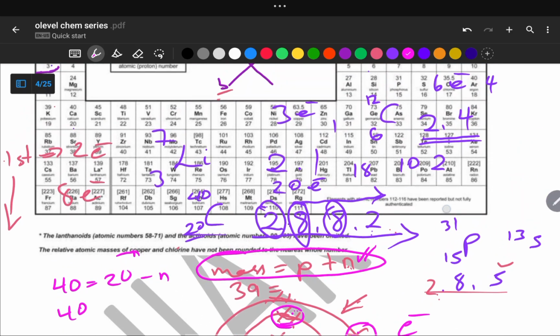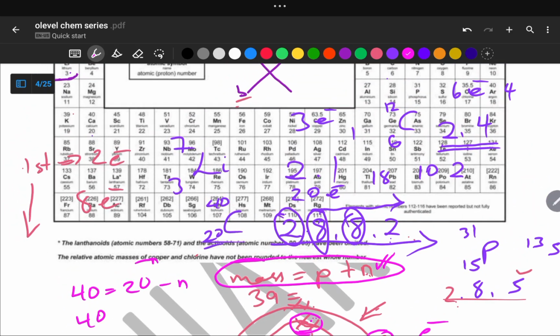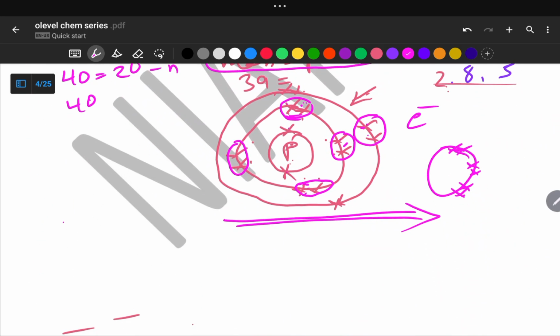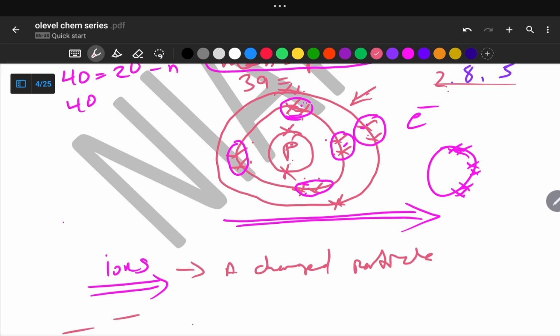So as you can see, we have done electronic configuration. We have explained the nuclear notation. You need to take note on that one, right? So we are going to what you call the ions. The ions, right? So what is an ion? What is an ion? So an ion is defined as a charged particle, right? This is the basic definition of an ion, a charged particle.